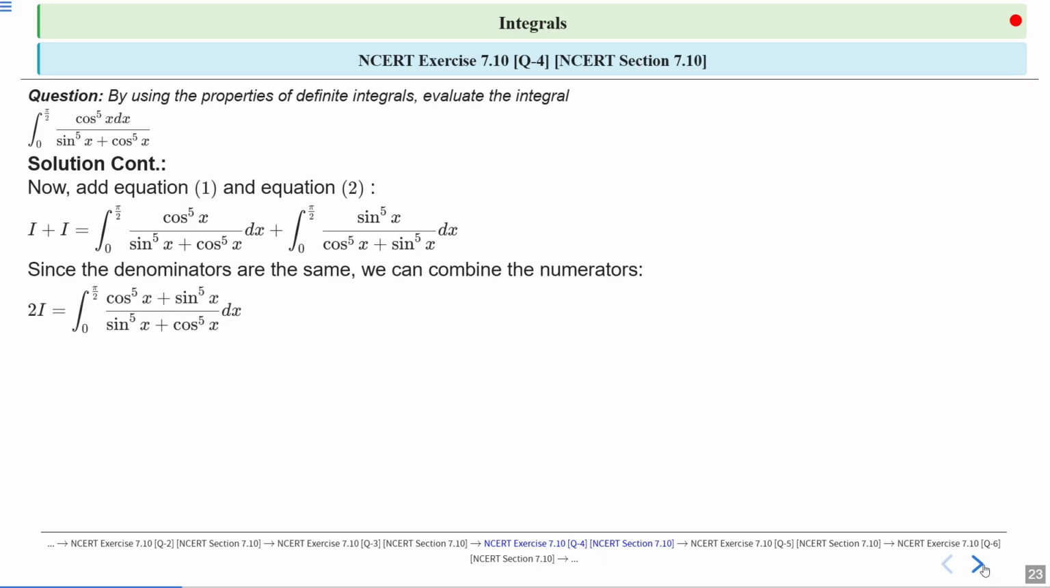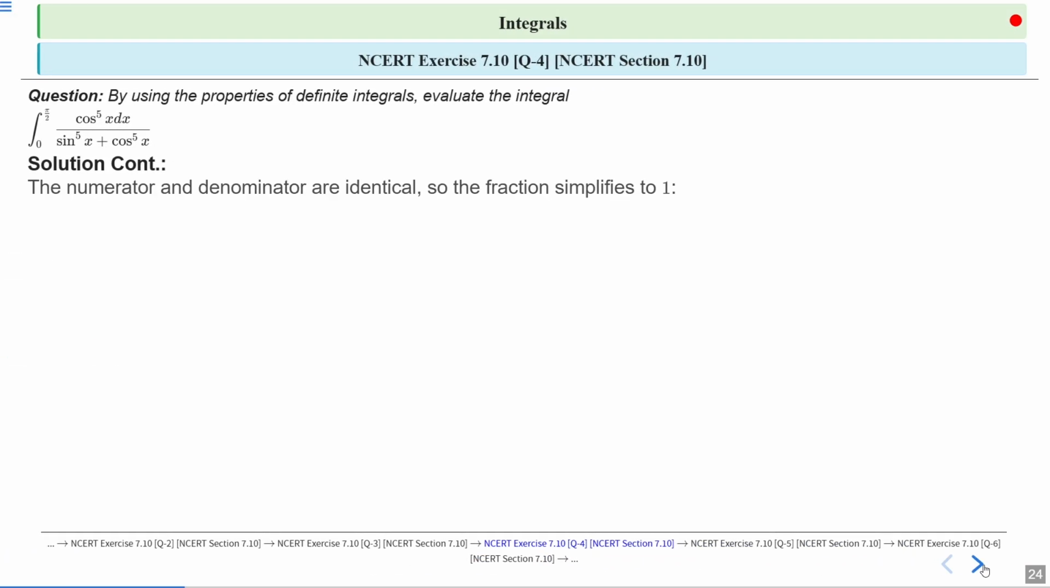We get 2I is equal to integral from 0 to pi by 2. Now we can see clearly that denominator and numerator are the same, so it can be cancelled out, and we get 2I is equal to integral from 0 to pi by 2 of 1 dx. So just integrate 1 with respect to x. We get 2I is equal to x from 0 to pi by 2.